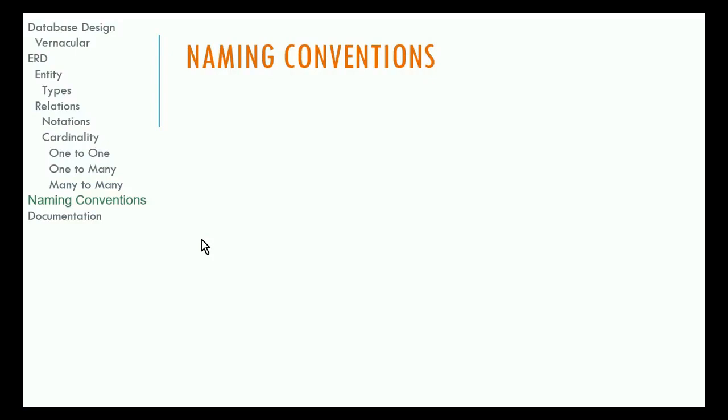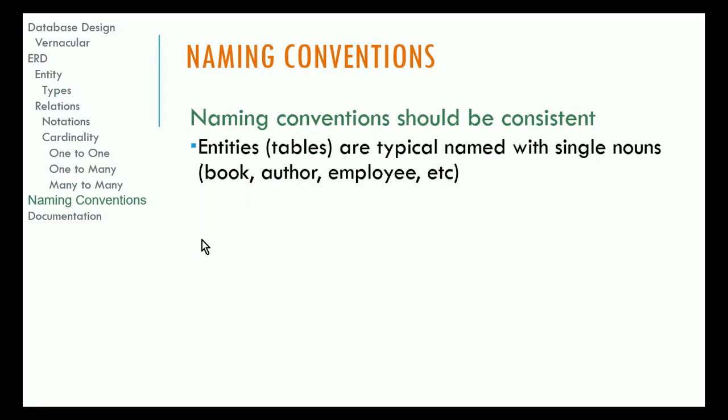There are some advantages to using naming conventions. So now that we know how to create these diagrams, when you're putting things in the diagram, when you're labeling things, it's important to use some kind of consistent naming conventions as you do this. So entities or tables are typically named with single nouns. A lot of folks have the tendency to want to call a book table books because it's going to contain lots of books. But most people tend to use singular nouns when they name an entity.